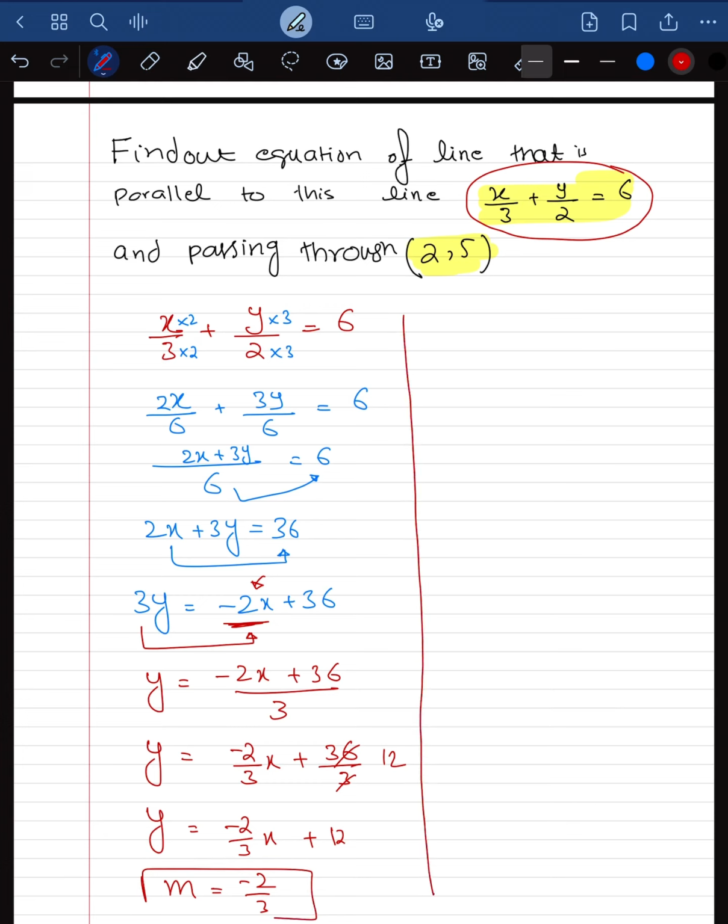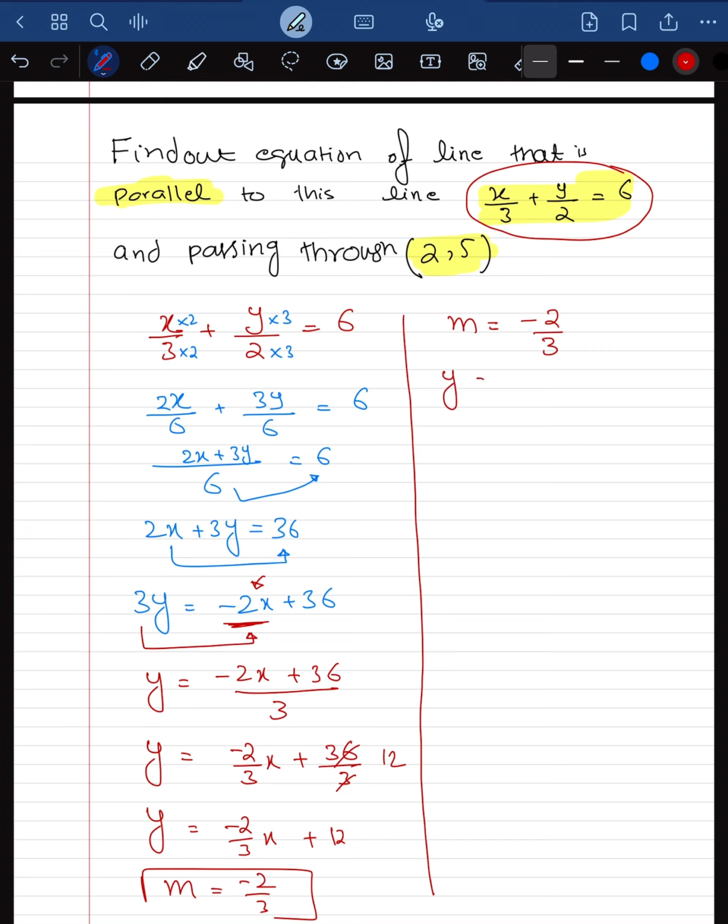Now you can see that our new line is parallel to this line, and we know that when two lines are parallel they have the same slope. So the new line will have the same slope as the previous line, that is minus 2 by 3. If it was perpendicular, then you would have to take the negative reciprocal. If they are parallel, then you don't need to take the reciprocal. Now we have the slope.